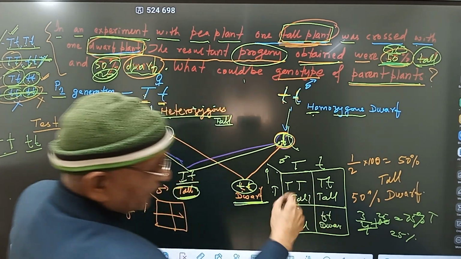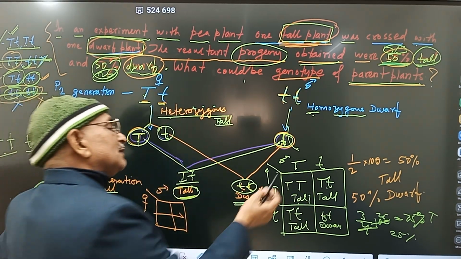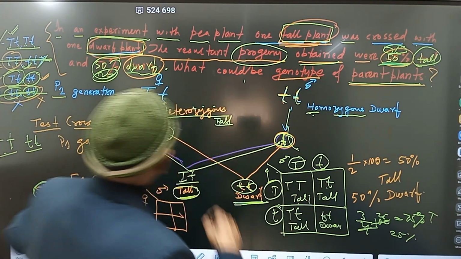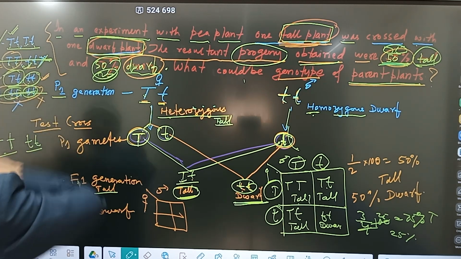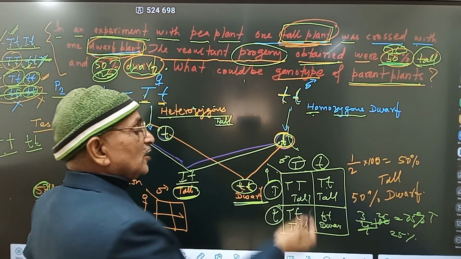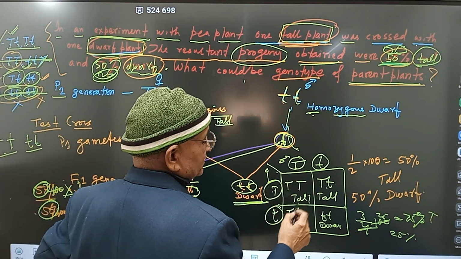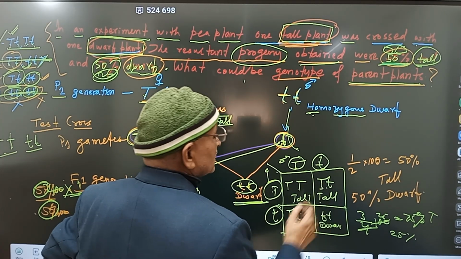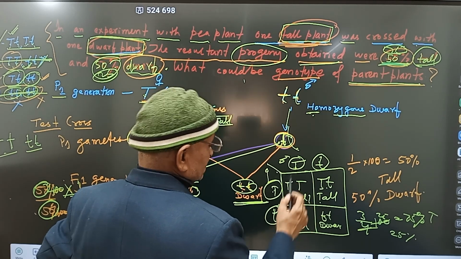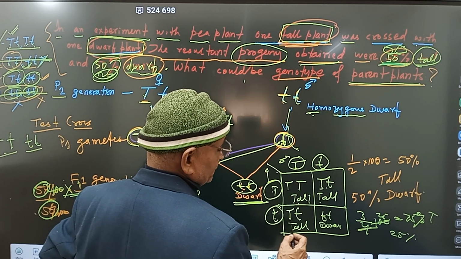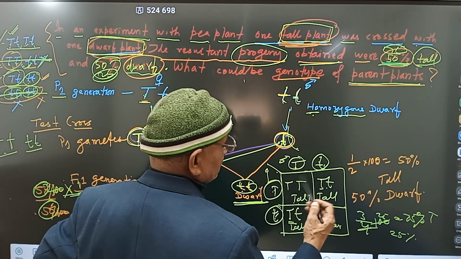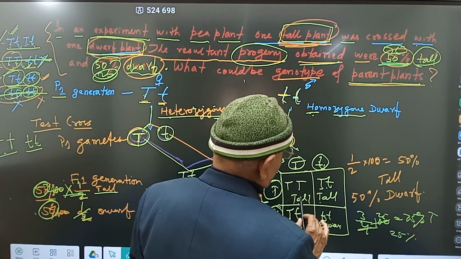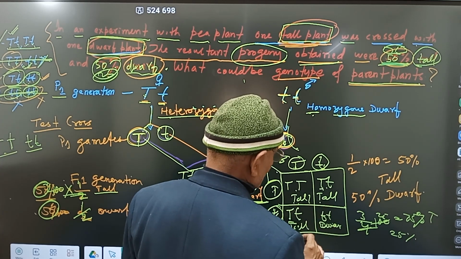Both the gametes. You can also explain through a Punnett square. Capital T gametes, small t gametes, capital T gametes, small t gametes. Capital T, small t, capital T, small t. Both the gametes are given. Now probability: capital T makes it tall. Capital T, small t, again capital T, small t, tall. And small t, tall. So when we find out the phenotype, tall, capital T, tall, three talls.